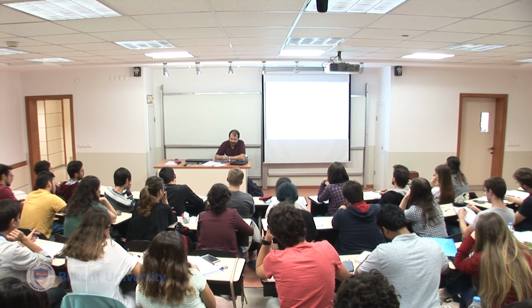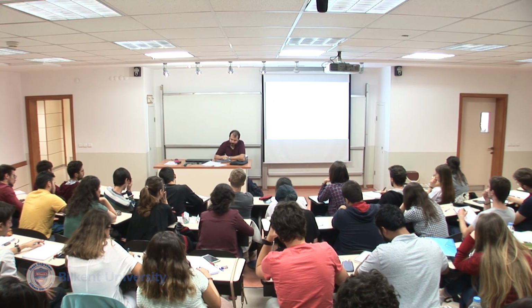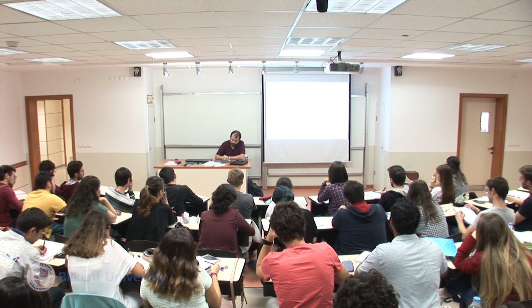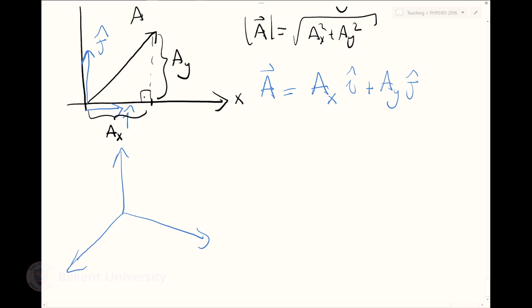Now, in 3D, I need one more unit vector. So the unit vector along x is called i hat. The unit vector along y is called j hat. And the unit vector along z is called k hat.